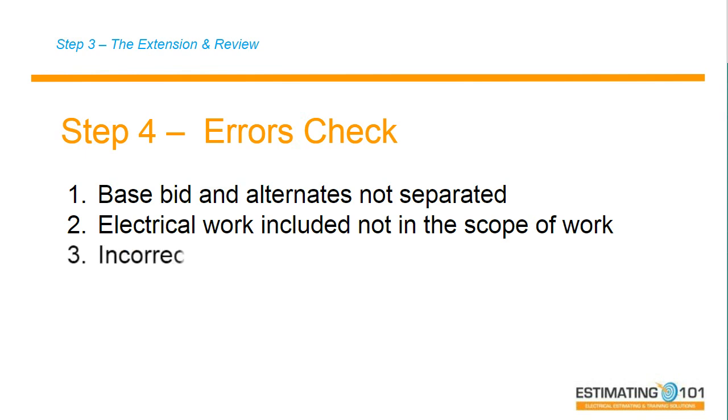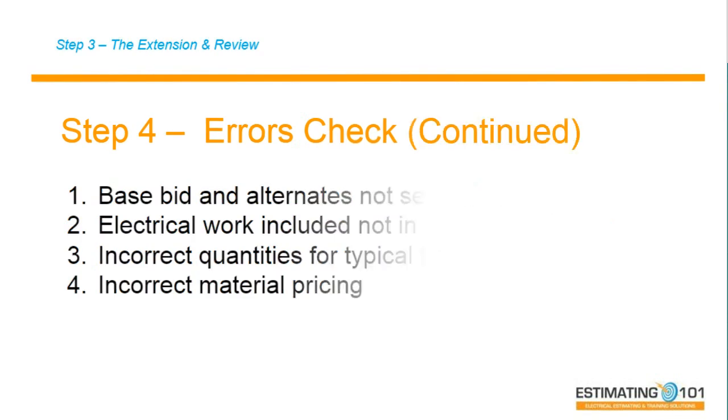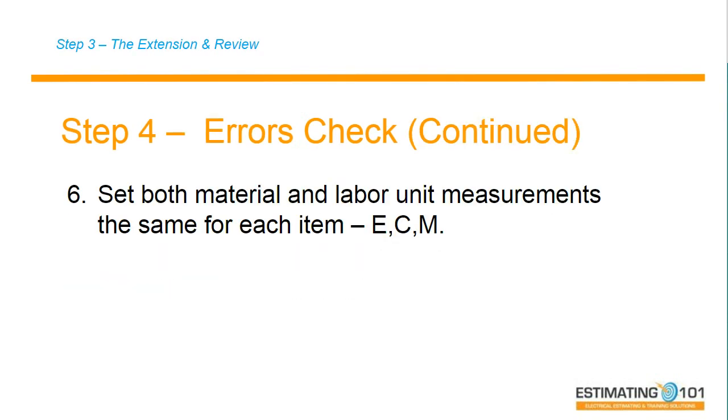Number three, I'm looking for incorrect quantities, maybe for typical floors or units, if it's a multi-story building. I'm looking for incorrect material pricing, incorrect labor units. I'm going to look to make sure that I've got my material and labor units both set at each, per 100, or per 1,000. You don't want to have a price per 1,000 and have a labor unit that should be set at per 1,000 as well, but somehow it got set at per 100. You could be way out of line. I'm going to be looking for quantity errors. I'm going to be looking for duplicated items. I'm going to be looking for incorrect wiring devices.